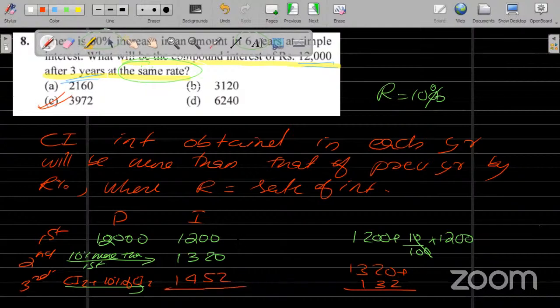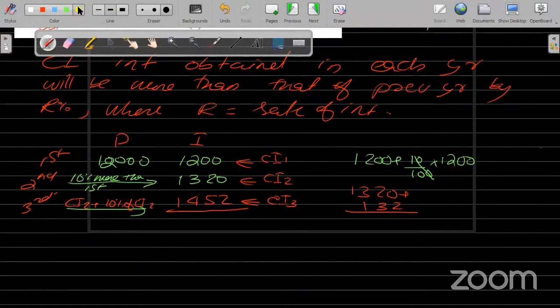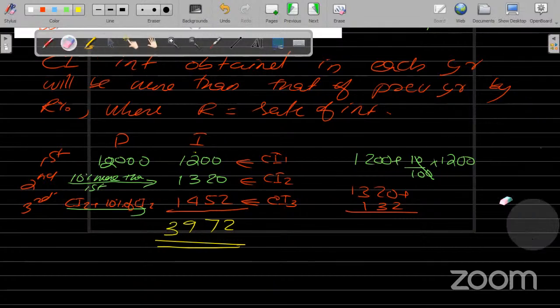On adding the three: this is the compound interest in the first year, this is the compound interest in the second year alone, and this is the compound interest in the third year alone. So just adding the three, I'll get the total compound interest. That is enough. No need for that particular multiplication. 1,200 plus 1,320 plus 1,452 is 3972. That is the answer. We can solve this question like that also.